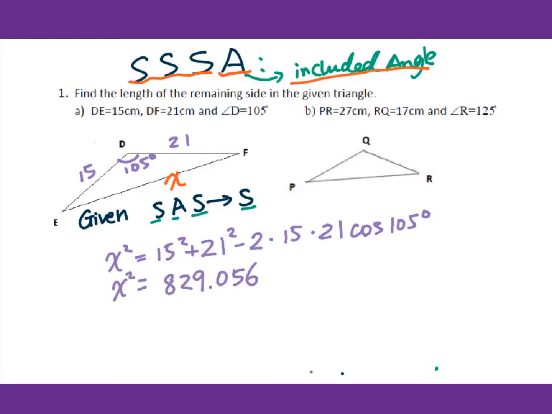After you get the value from the calculator, you have to take the square root of both sides. So we got X equals 28.793 centimeters.